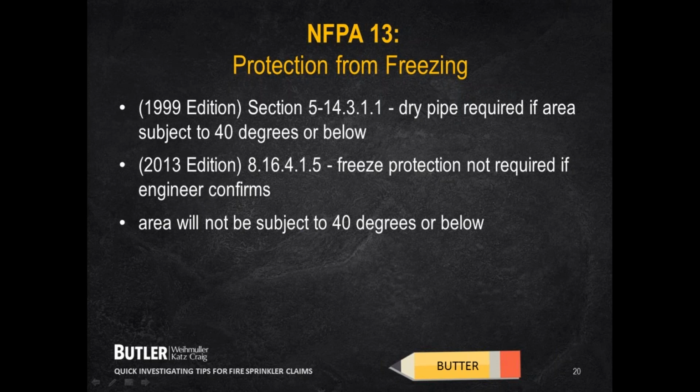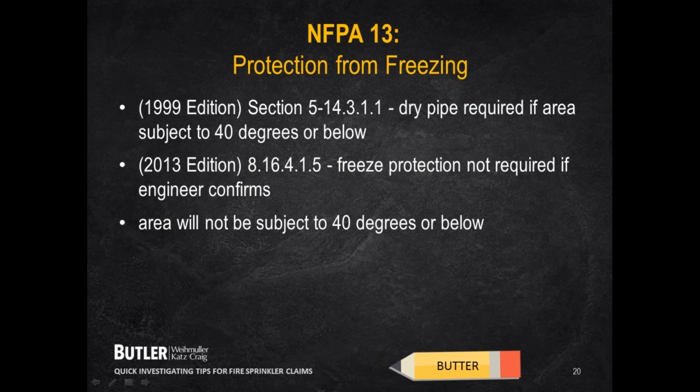With the 2013 edition, the freeze protection is not required if the engineer confirms it. So if there's no freeze protection and your building is subject to the 2013 NFPA provision, you want to get your hands on that engineering confirmation, and that would be your subrogation target. You could go after the engineer as well as whoever the installer is if your contracts don't waive any subrogation. So of course you have to get over those hurdles as well.